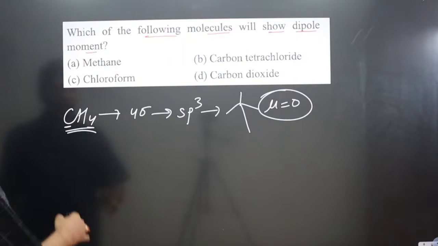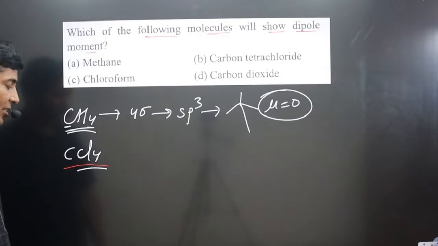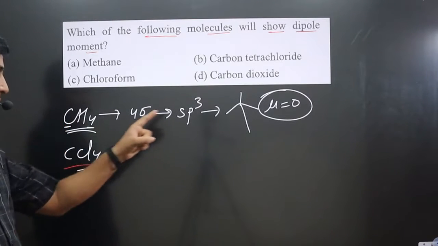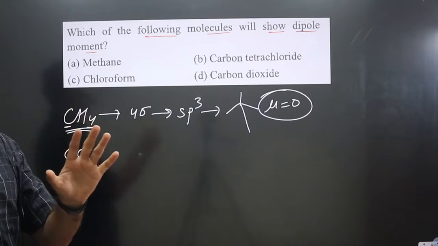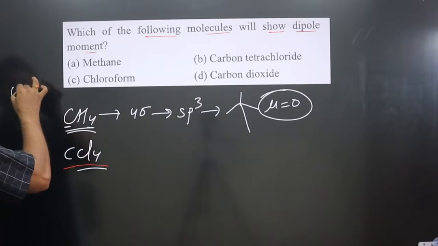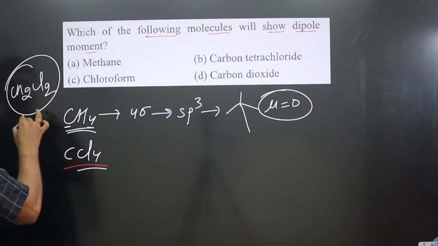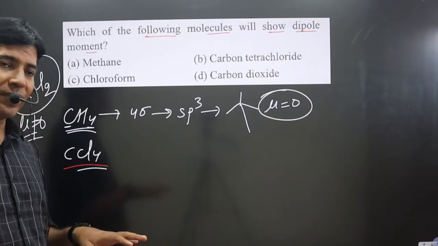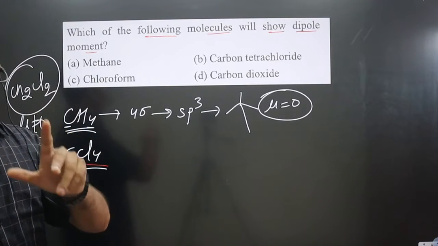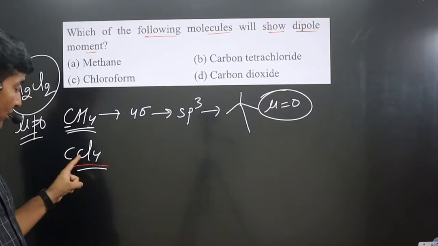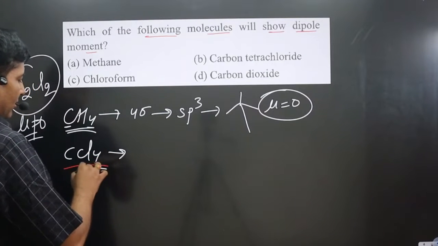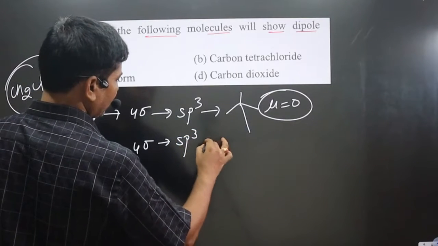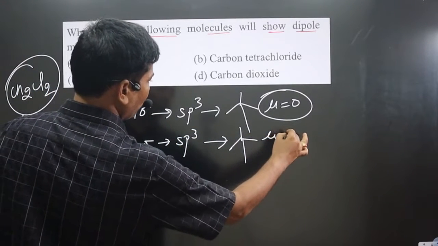Next we have carbon tetrachloride, CCl4. You can see all the substituent groups are the same. In this case the dipole moment is 0, but if the substituent groups are different, such as CH2Cl2, the dipole moment will not be equal to 0. You should be careful. If all the substituent groups are the same, then there is regular geometry and the dipole moment is 0. In CCl4, carbon forms 4 sigma bonds, the hybridization is sp3, the geometry is tetrahedral, and the dipole moment will be 0.